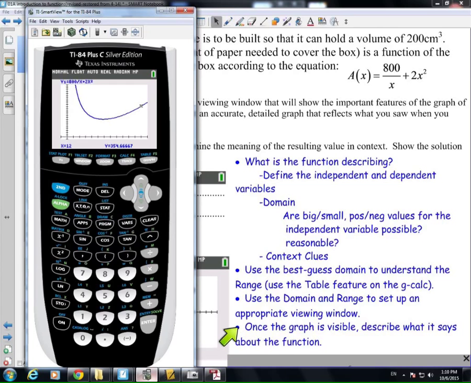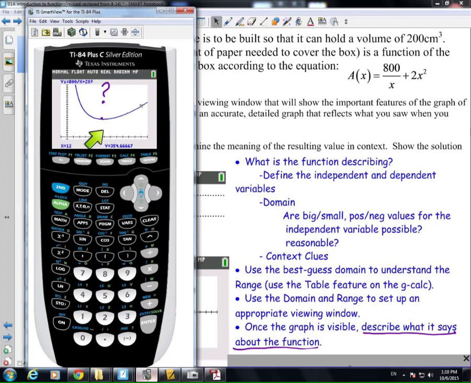Now, this part right here we didn't talk about in class, but once the graph is visible, you should describe to yourself, in terms of thinking, what does it actually say about the function? So if I looked over here and just looked at what I see, I would see that as I increase the size of the base of the box, it enables the surface area to cover that box to get less and less and less. So in other words, I'm becoming more efficient because I'm using less surface area to hold the same amount of volume.